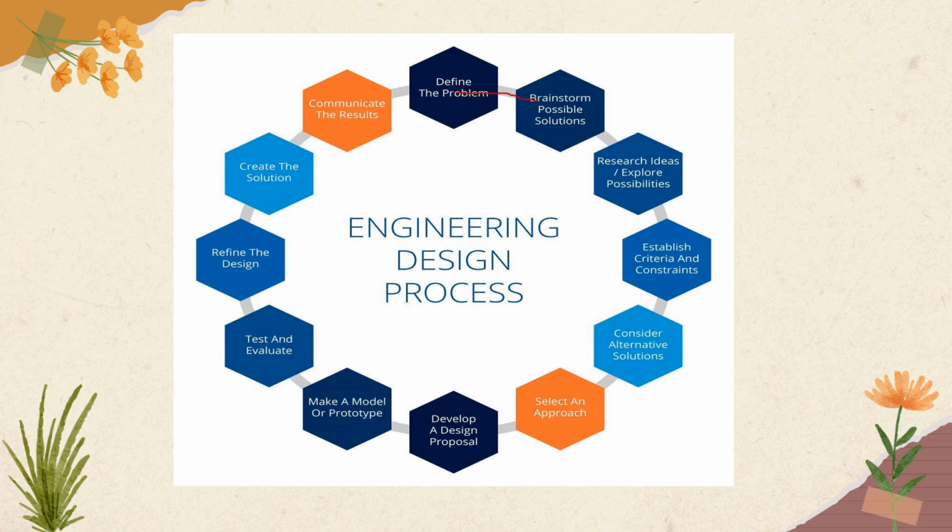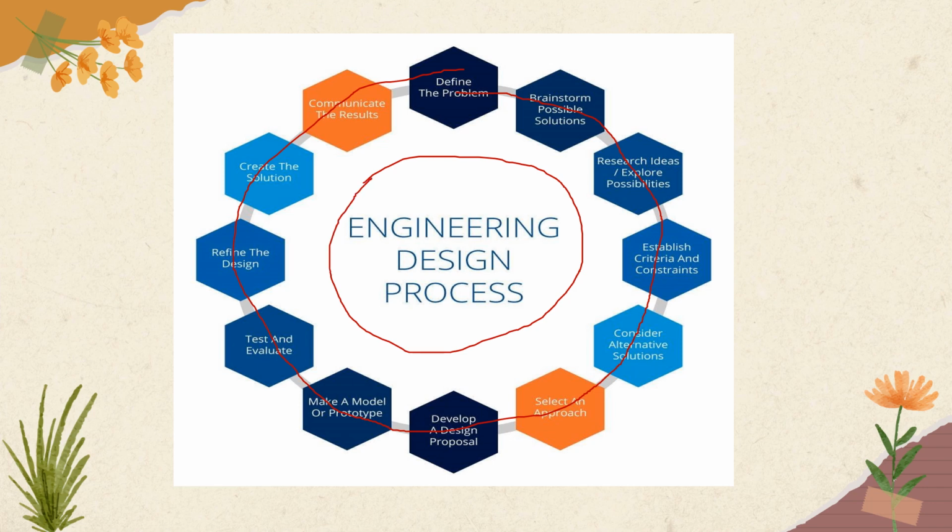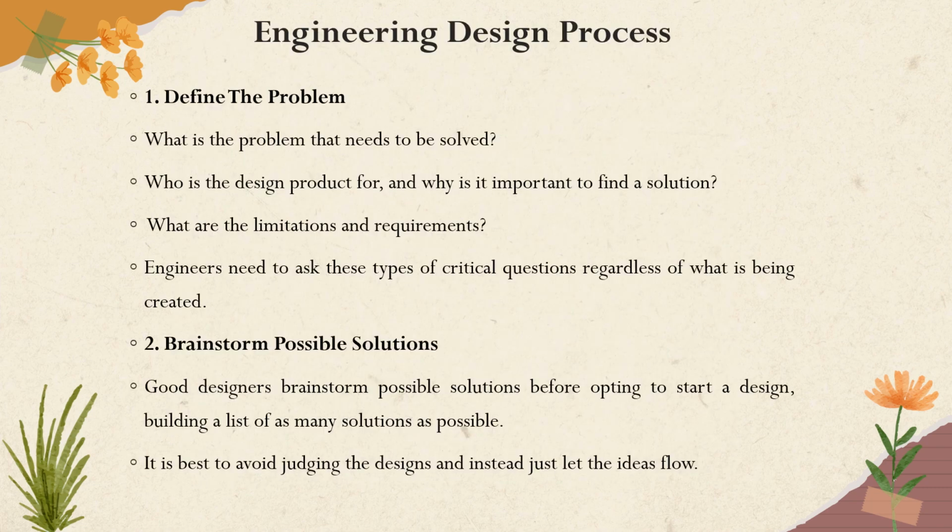See here: define the problem, brainstorm, research, establish criteria and constraints, consider alternate solutions, select an approach, design a proposal, prototype, test, evaluate, refine the design, create the solution, communicate the result, and define the problem. As we see, it is a closed loop process where we keep on checking and doing the next one. Now, can you see there are 12 steps. We will see each and every step in detail.